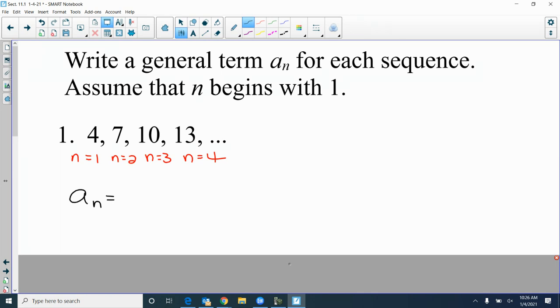What do you got, Josh? 3n plus 1. Thank you. 3n plus 1. Now take a look. Plug in 1, do you get back 4? Plug in 2, do you get back 7? Plug in 3 to get back 10, and plug in 4 to get back 13. Yeah, so 3n plus 1. All right, take a look at that second one.